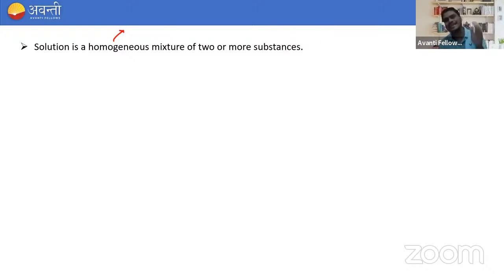In our ninth class, we studied that we classify mixtures into three types, whether it is a solution, a colloid, or a suspension. We know colloids and suspensions are heterogeneous mixtures, but a solution is what, beta? A homogeneous mixture. What do you mean by the term homogeneous? Homogeneous means having the same composition throughout.